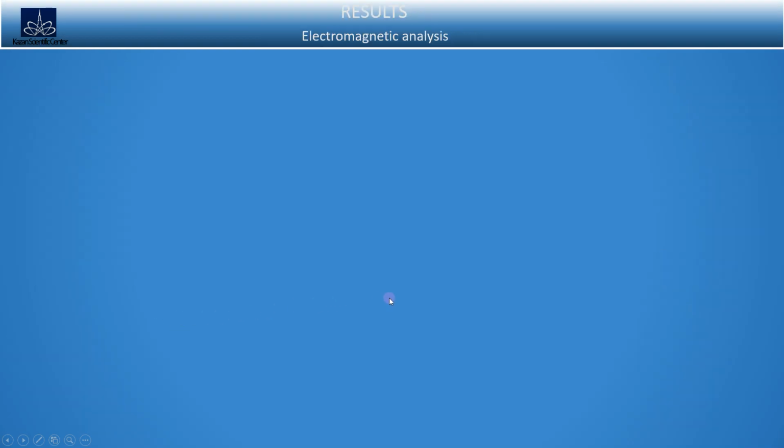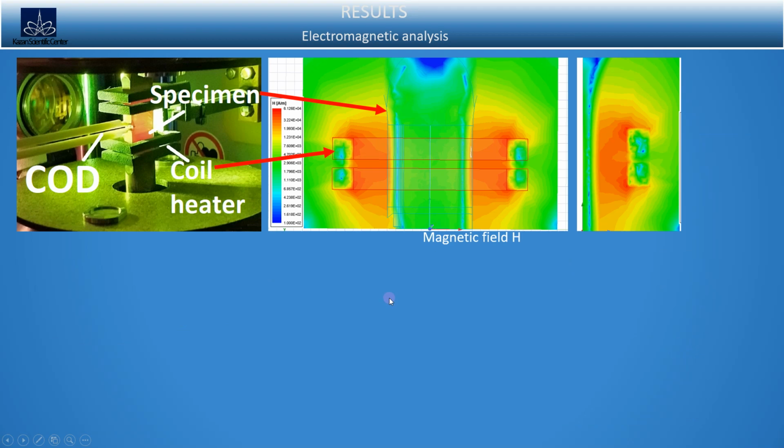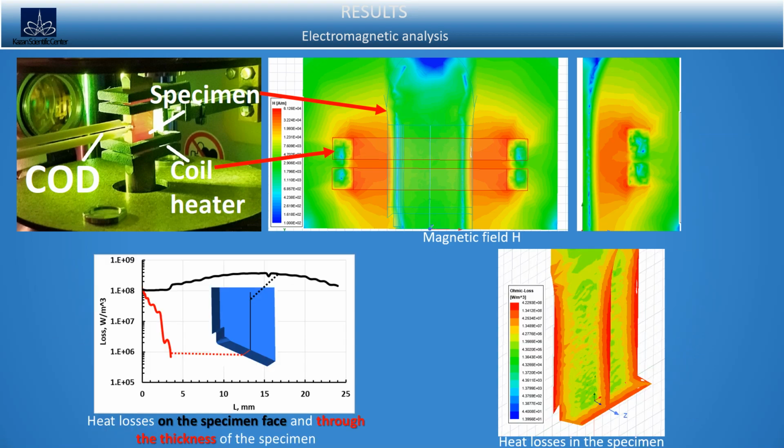The slide shows the results of the electromagnetic problem in the form of magnetic fields around the specimen in the upper figure, as well as heat losses in the figure below. It can be noted that the most intense heat losses are realized in the area of the inductor coils, where large values of the magnetic field strength are also observed. Along the thickness of the specimen, heat loss decreases after passing the skin layer from the free surface of the specimen.